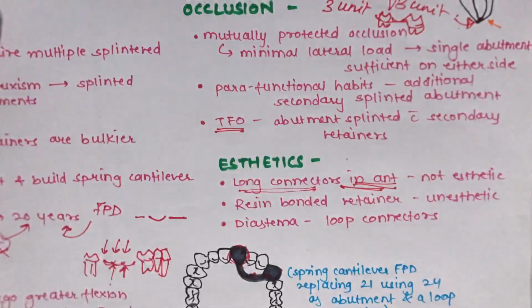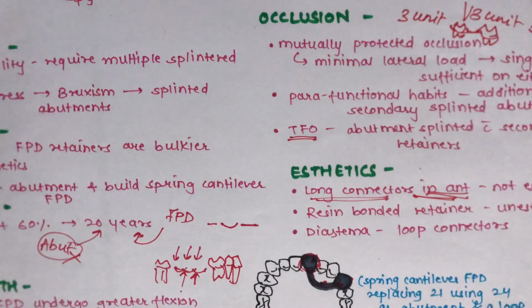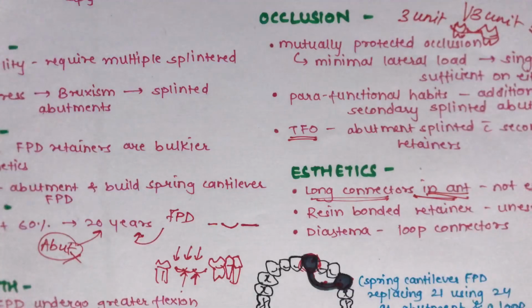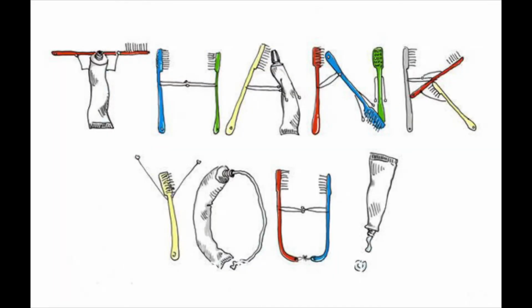So this is about the aesthetics. This was all about the abutment selection and the 19 factors which are important in the selection of the abutment.